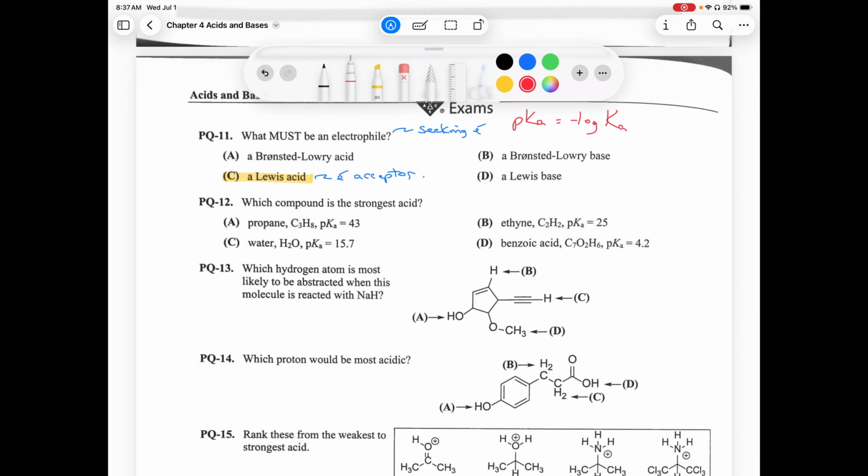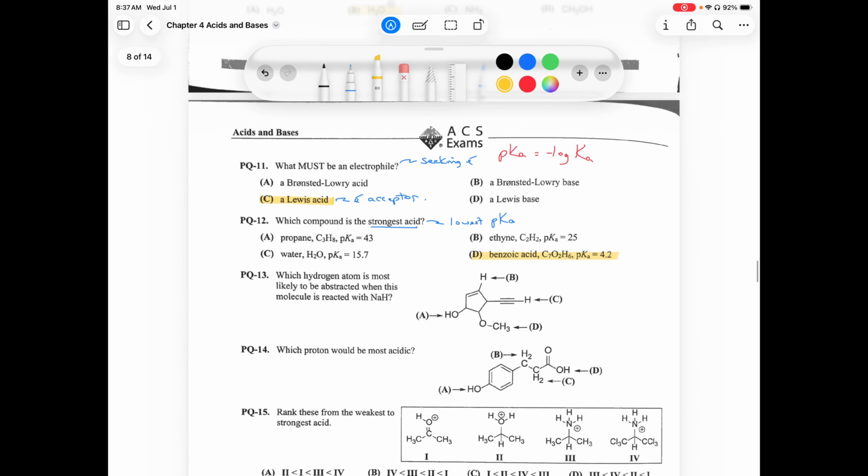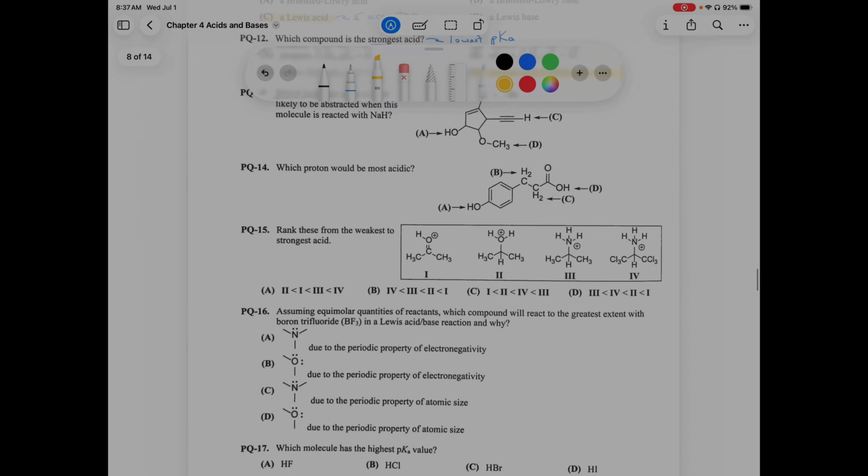If you're looking for the strongest acid, you're looking for the lowest pKa. So low pKa, strong acid; high pKa, weak acid. And so very quickly, we can just say, well, the lowest number here is 4.2. So benzoic acid is the strongest acid. But as I was saying before, I want to skip ahead here.